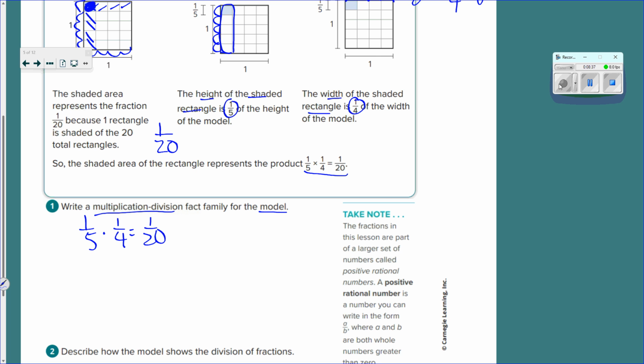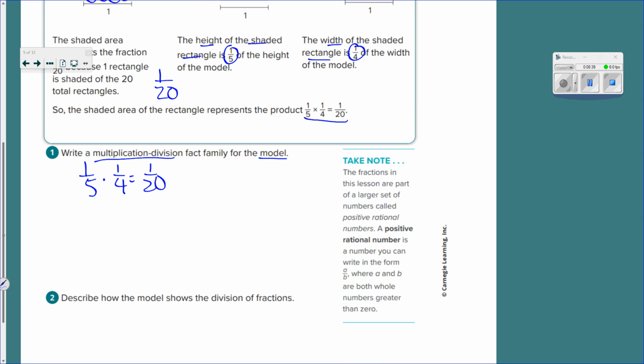Guys, the next one is easy because all I need to do is change my multiplication term, right? 1/4 times 1/5 equals 1/20. And then to do division, all I'm doing is I'm taking the product and I'm making it the dividend. So it's 1/20 divided by 1/4 is 1/5. 1/20 divided by 1/5 is 1/4. So you have 4 different multiplication division fact families.